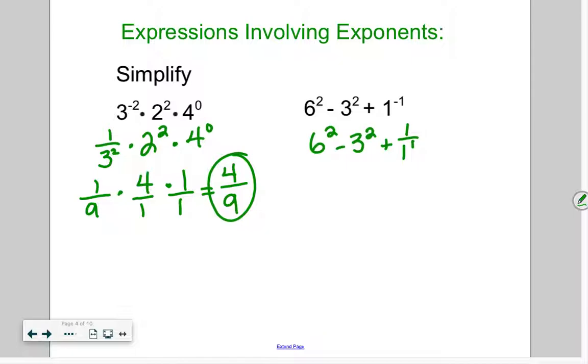What is 6 squared? 36. Minus, what's 3 squared? 9. Plus, what's 1 to the first power? 1. So what's 1 over 1? 1. Solve, left to right, 36 minus 9. 27. And 27 plus 1? 28. And we're done.